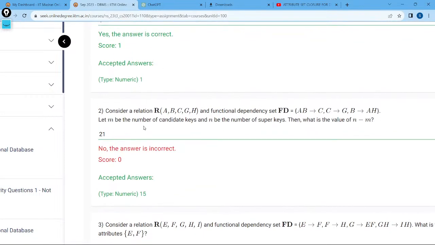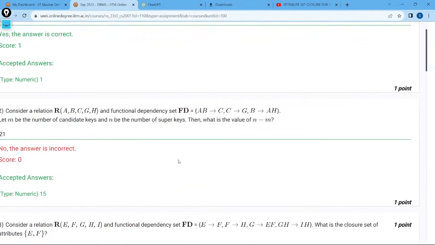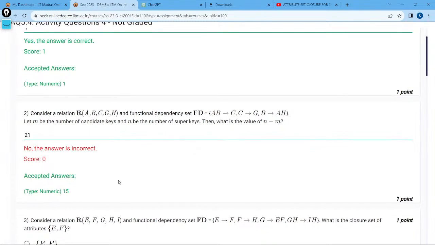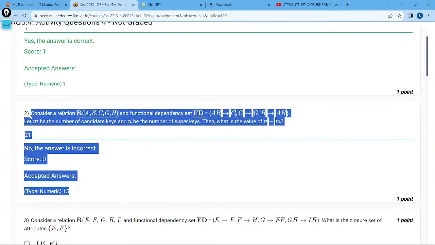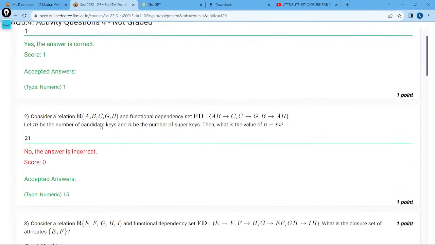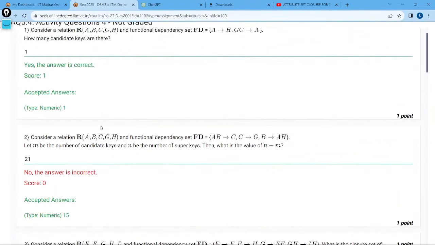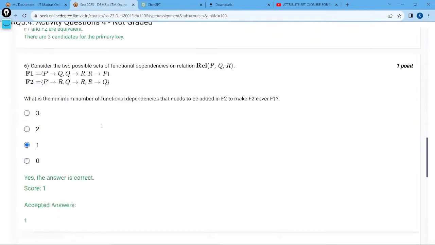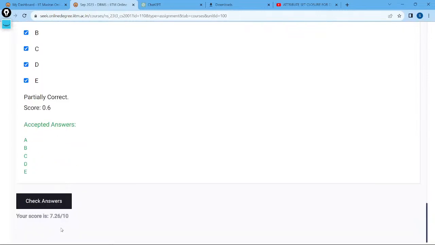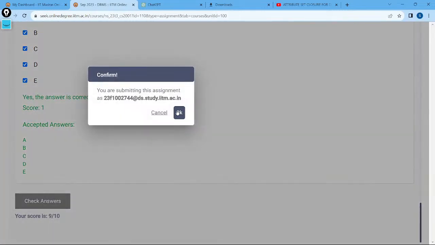And this question, let's leave this question for a while. I would be covering this question in the next session itself. I would definitely cover it because even I have some doubt. If I have doubt, I won't be teaching you wrong concepts without clearing my doubts. So I think we have 9 out of 10, which is a really good score.